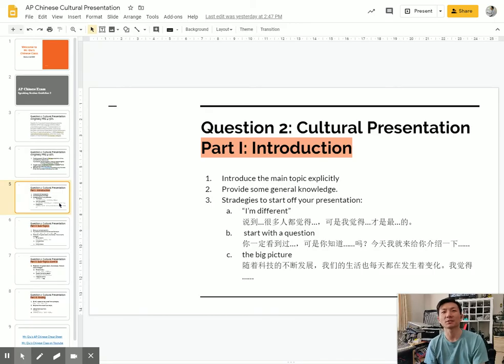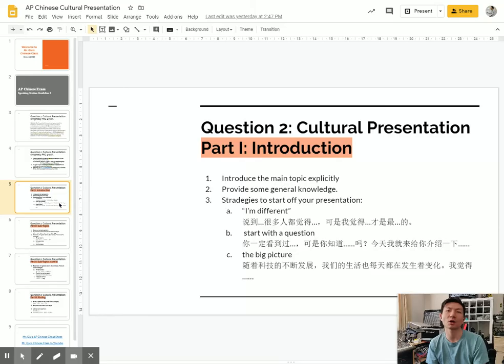So part one, I think you should explicitly mention your topic, which is very obvious, but sometimes some of my students forgot that. So make sure you explicitly say something like 今天我给大家介绍一下 whatever your topic is. Number two is to provide some general knowledge about the topic.